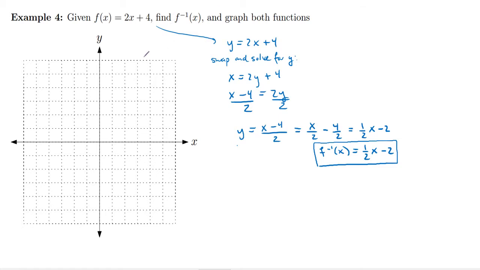The first one, the slope is 2 and the intercept is 4, so 1, 2, 3, 4. There's the intercept for f. The slope is 2, so here's a point, here's a point, here's a point, here's a point, and so on. Let's connect these as best as I can. Okay, so there is f of x.